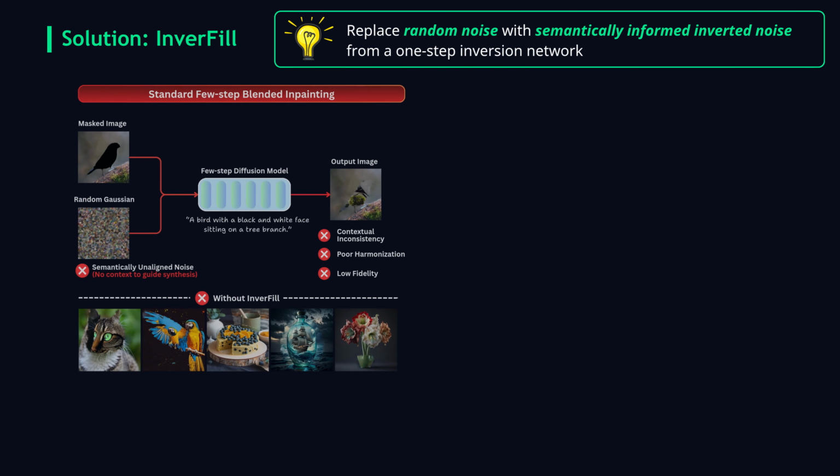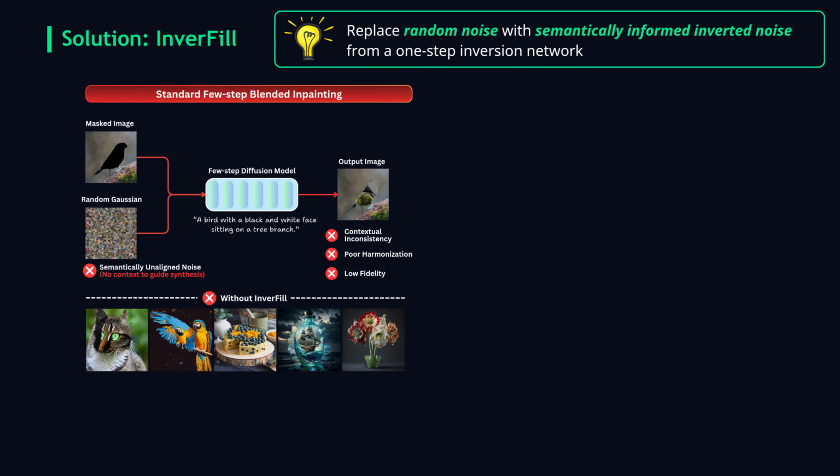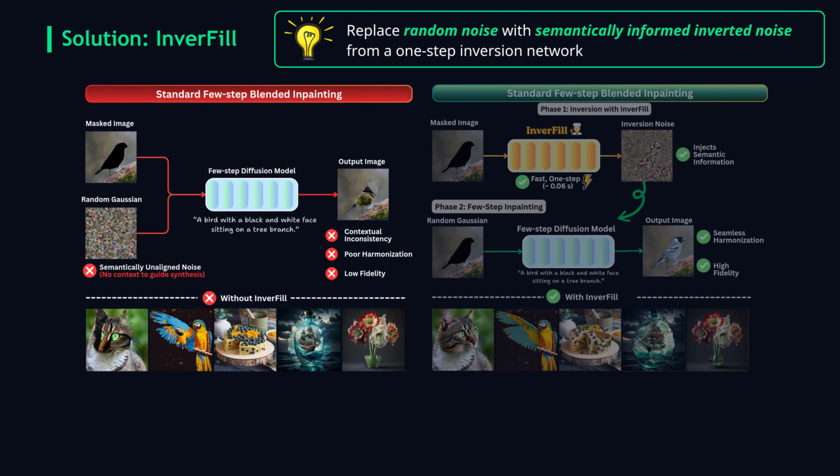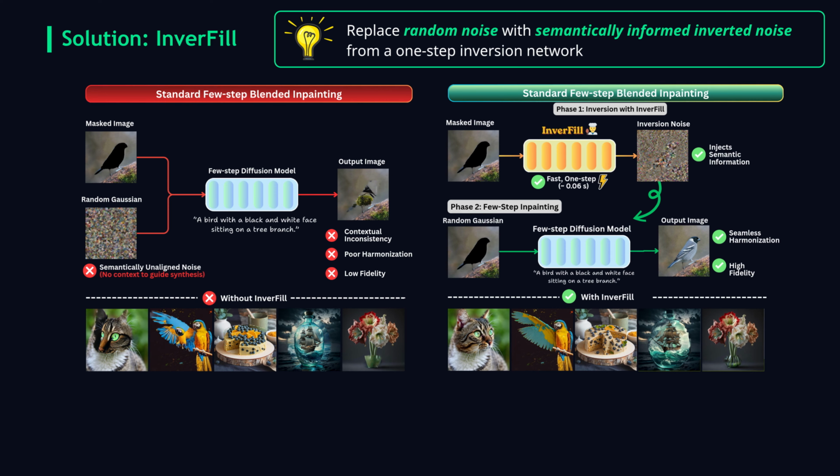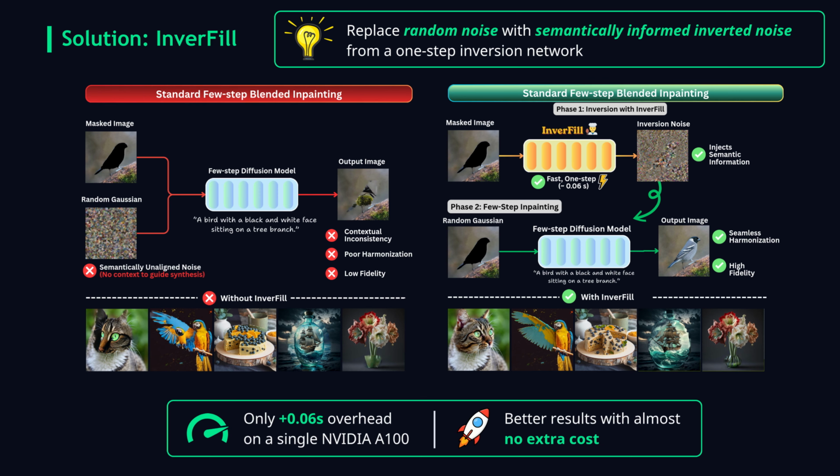Our key idea is, instead of starting from random noise, we use a semantically informed inverted noise from a one-step inversion network. With InverFill, the outputs blend seamlessly with the background and are of high fidelity. Importantly, this adds at most 0.06 seconds of overhead on a single A100 GPU, practical for real-time applications.